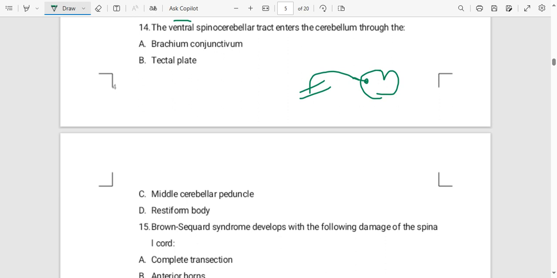The middle cerebellar peduncle is also known as... since the superior is the brachium conjunctivum, the inferior is the restiform body. How about the middle? Anyone that remembers the name when we discussed the cerebellum? All right, it's known as the brachium pontis. Remember, the middle is connected to the pons.